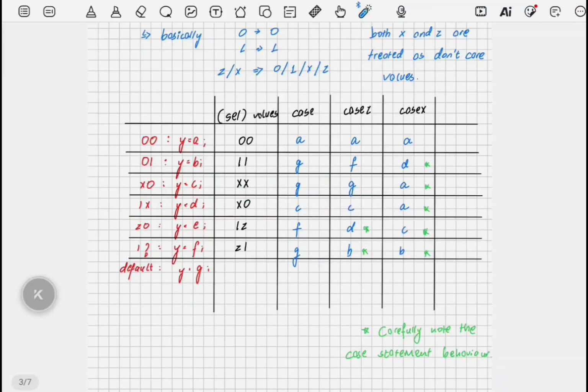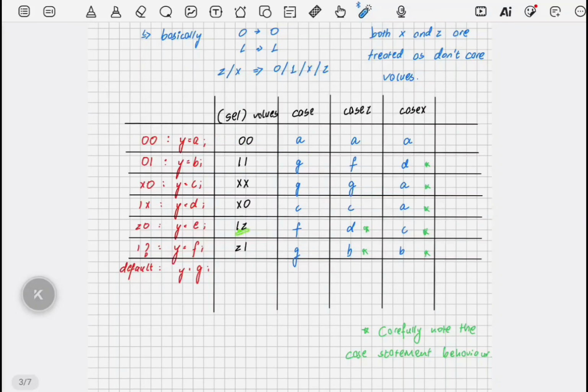Okay. Similarly, we have x x. That means either it can be 0 0 or 0 1 or 1 0 or 1 1, right? So which is the first one? First one is 0 0 obviously. So y is equal to A will be mapped. Got it? Then going to x0. In x0, it's either 0 0 or 1 0. Whichever comes first will be mapped. And we have 0 0, right? So y is equal to A will be mapped.